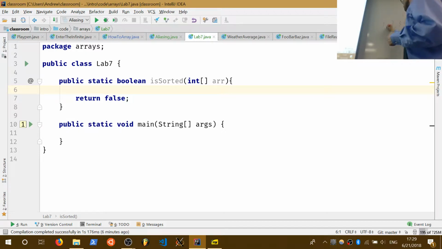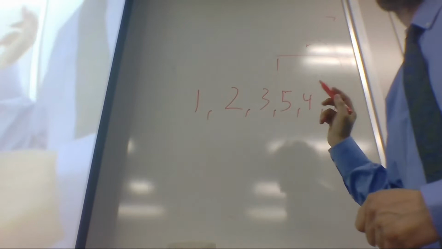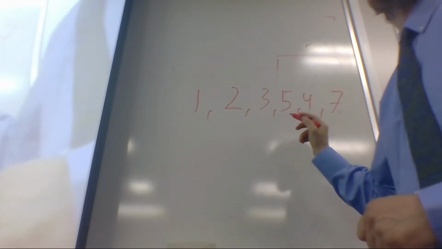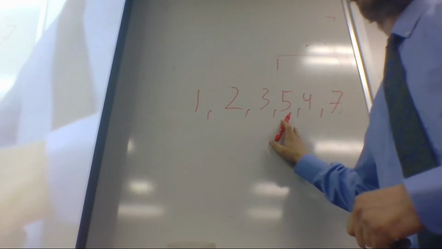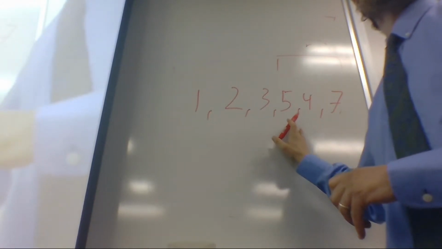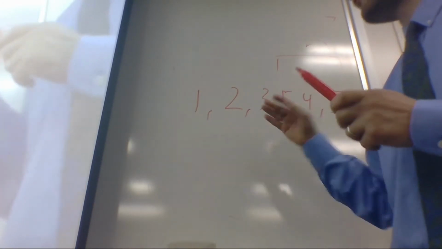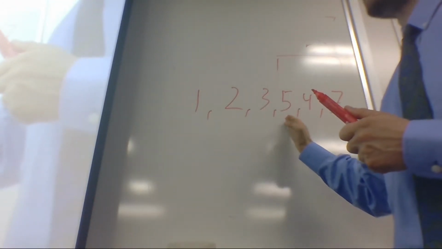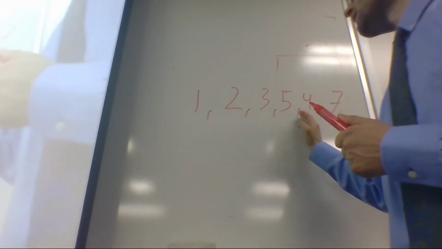All right, is this sorted or is this not sorted? Not sorted. Why is it not sorted? Because it's not in order. 5 is before 4. But what makes this wrong, literally? How did we determine that? 5 is before 4, but why should 5 not be before 4? Because 5 is greater than 4.